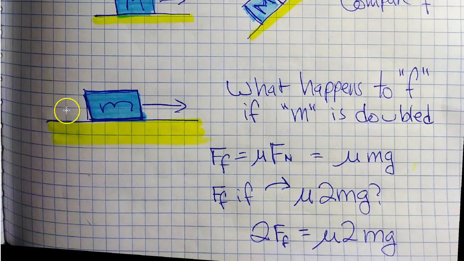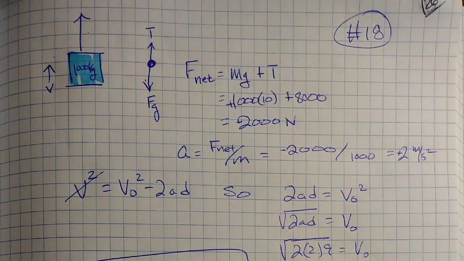Okay, now I want you to consider a mass being pulled along a table. What happens to the force of friction if the mass is doubled? If you think about the formula for the force of friction, it is the coefficient of friction times the normal force, which is the same as saying the coefficient of friction times mass times gravity. So if you doubled the mass, you would double the force of friction. This is number 18 in the assignment.